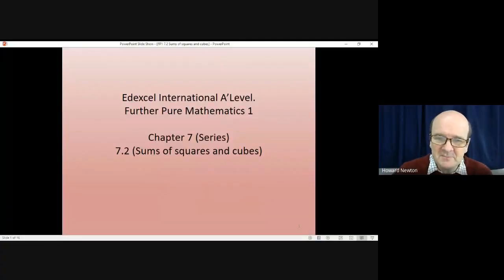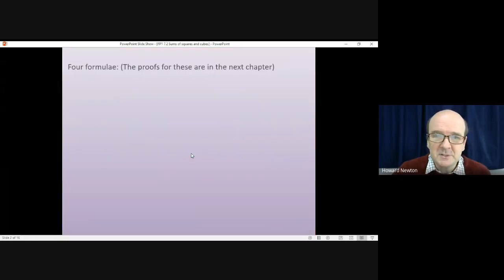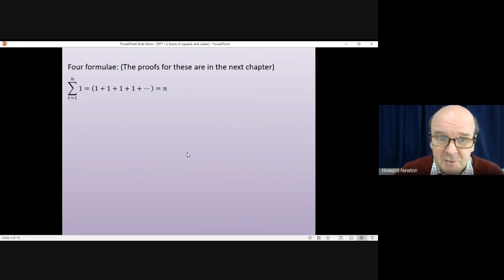Hi there, and welcome to this lesson on Further Pure Mathematics 1. We're on Chapter 7 and looking at 7.2, Sums of Squares and Cubes. We'll be looking at 4 formulae, the proofs of which are in the next chapter. The first 2 you've already met.